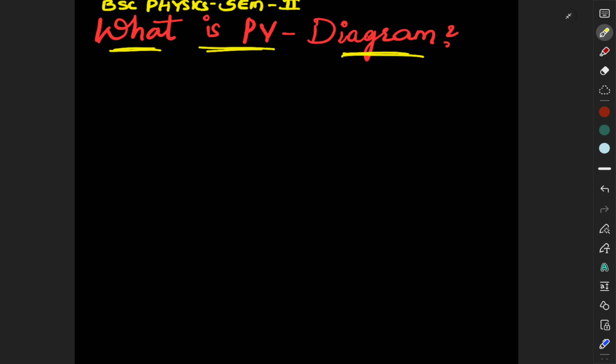In this process, the pressure and volume of the gas will change. We can show these pressure and volume changes on a diagram, or on a graph. So let me draw a container in which there is gas and we have a piston over here. We can move this piston up and down to compress the gas and to expand the gas.